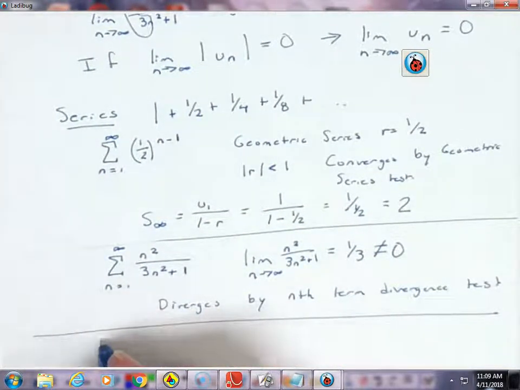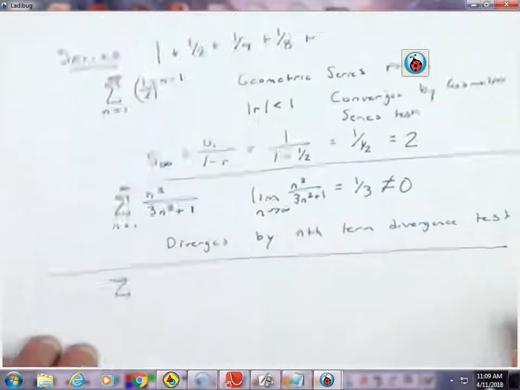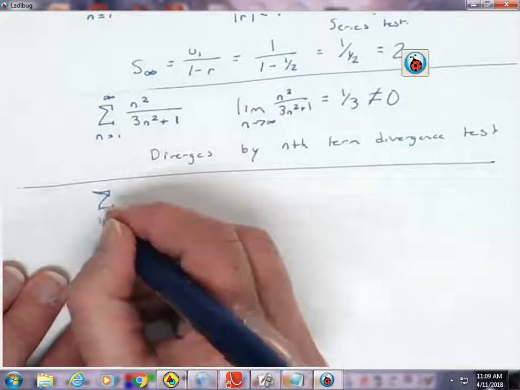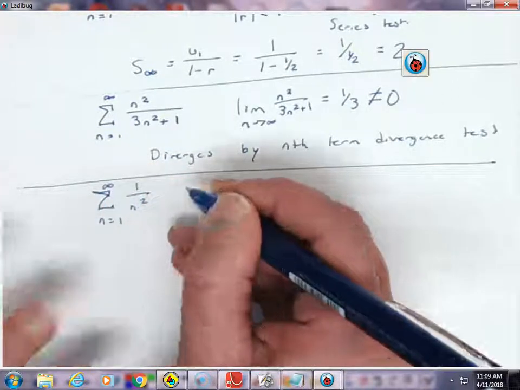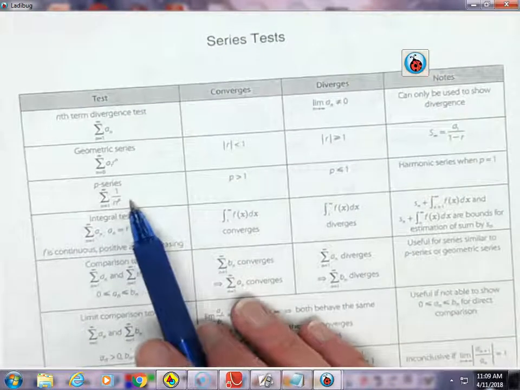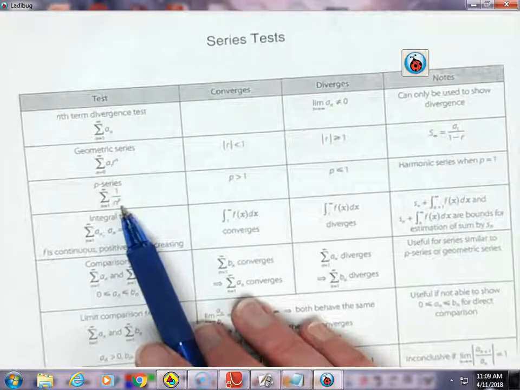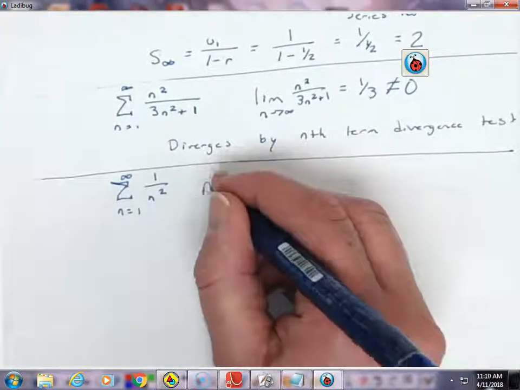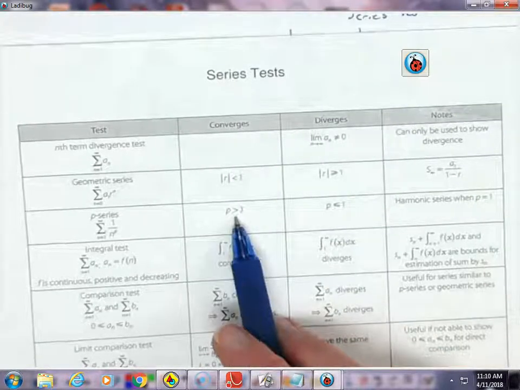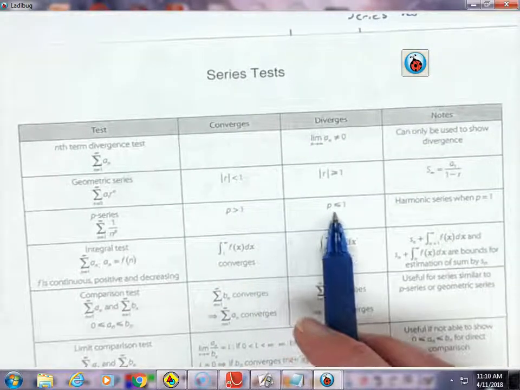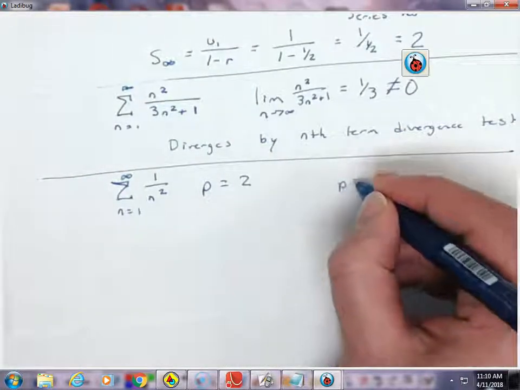If we did the summation from n equals 1 to infinity of 1 over n squared, and they want to know if that converged or diverged, well, if you take a look, this looks like your P-series. For me, 1 over n to the P, P is just 2. Well, if P is greater than 1, it converges. P is less than or equal to 1, then it diverges.